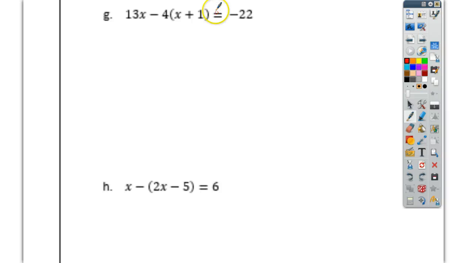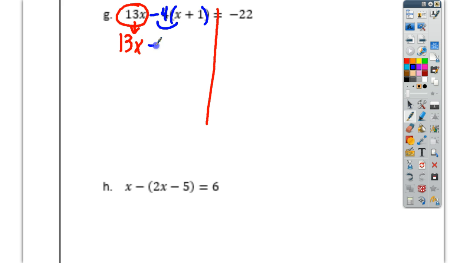All right, letter G. Again, here it's not a constant. It's a term of 13x, so we bring that down, straight down. It's the negative 4 that we need to distribute. We've got to get rid of these parentheses. So a negative 4 times x is a negative 4x. A negative 4 times a positive 1 is a negative 4. Equals, and then we just bring down our negative 22 over here.